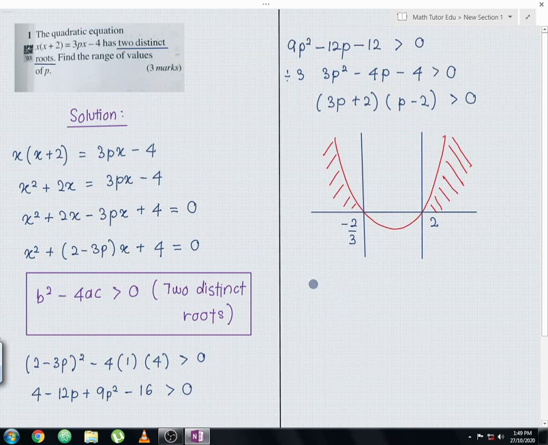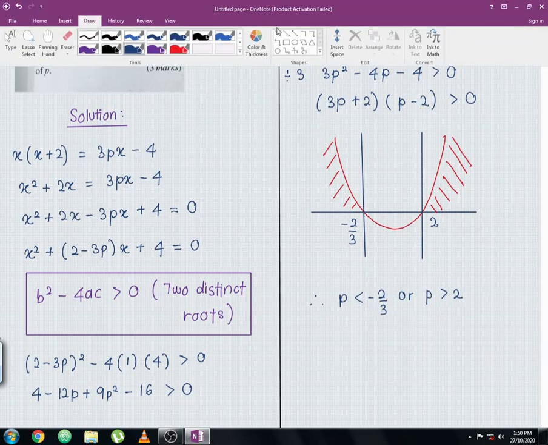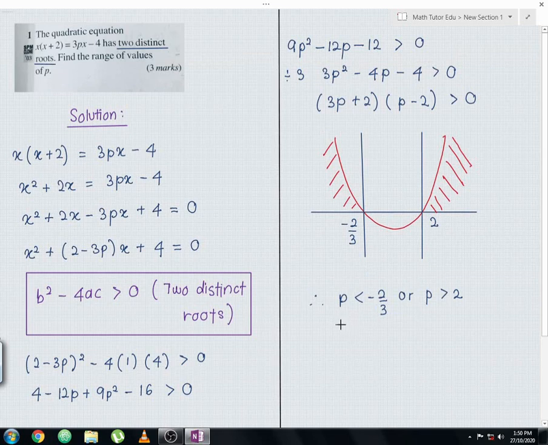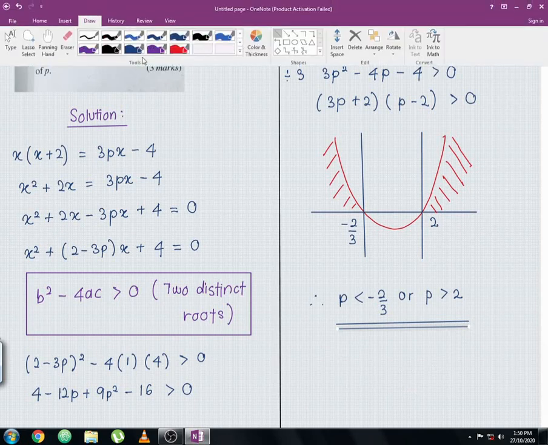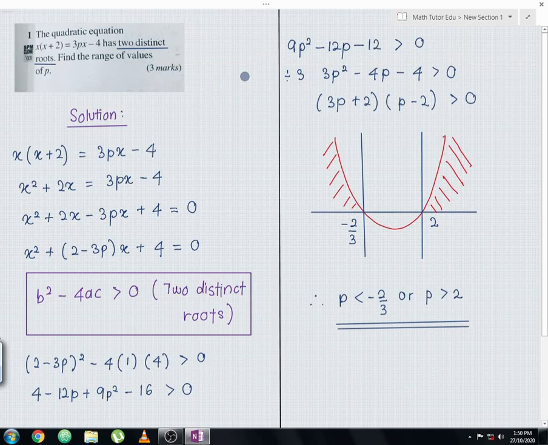So from here your final answer should be p is less than negative 2 over 3, or p should be more than 2. Okay, so this is your condition, guys, for your p. So let me underline this. Okay, so that is all for the step-by-step working and solution for this question.